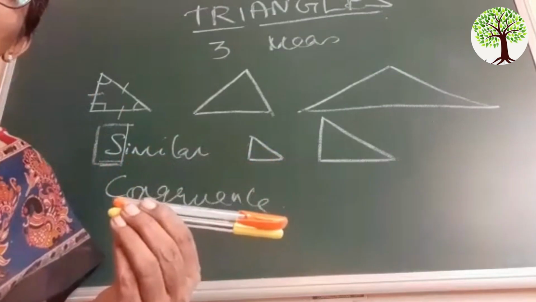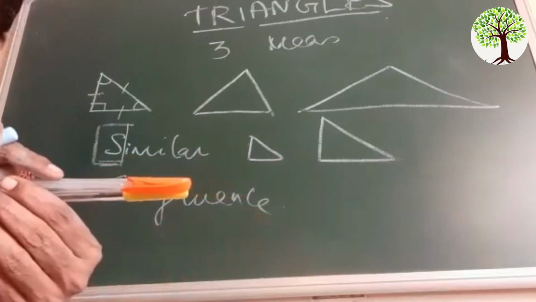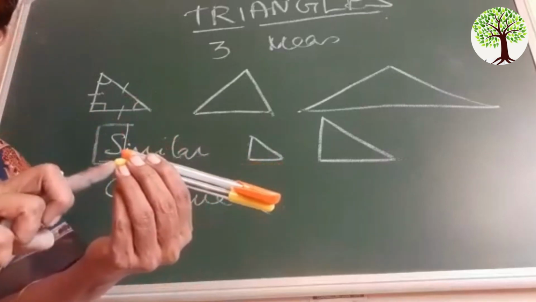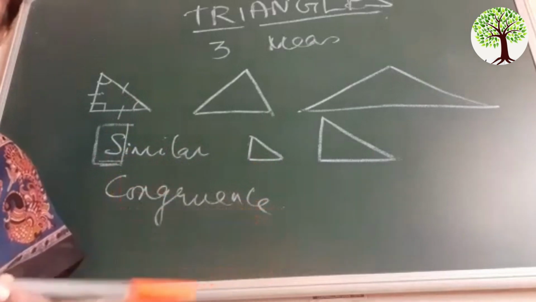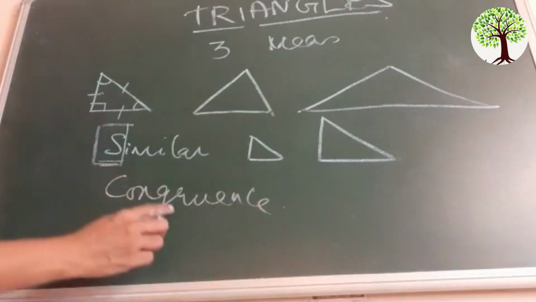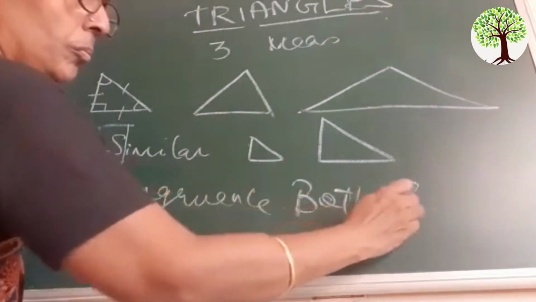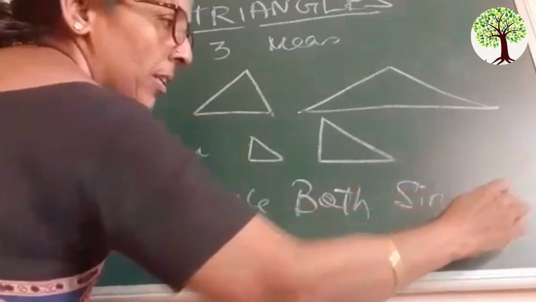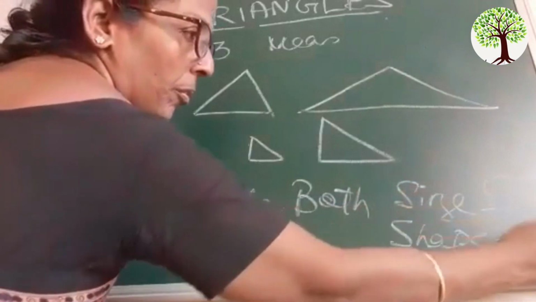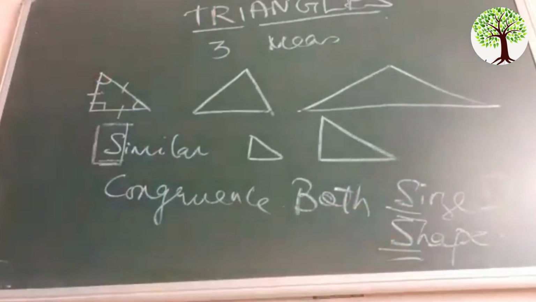Then what is the actual meaning? What is the mathematical meaning for it? If it has the same size and the same shape, if everything is the same, then we call those congruent figures. So, the difference is that for congruence, both size and shape are the same.